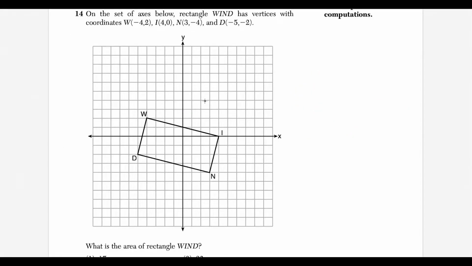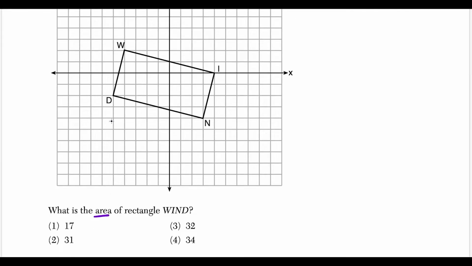So question 14, we have a rectangle here, and we're told the coordinates of this rectangle, and we want to find the area of rectangle wind. So to find the area of this rectangle, we're going to do length times width. So we need to find the length of, let's say, this side, and we're going to find the length of this side over here. So what we're going to do for that, let's say I forget the distance formula, I want to count the rise over run.